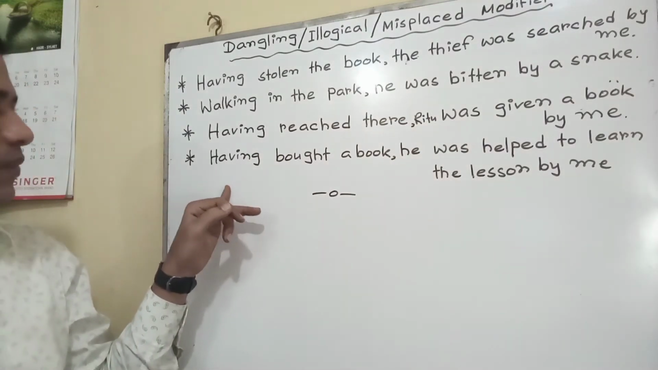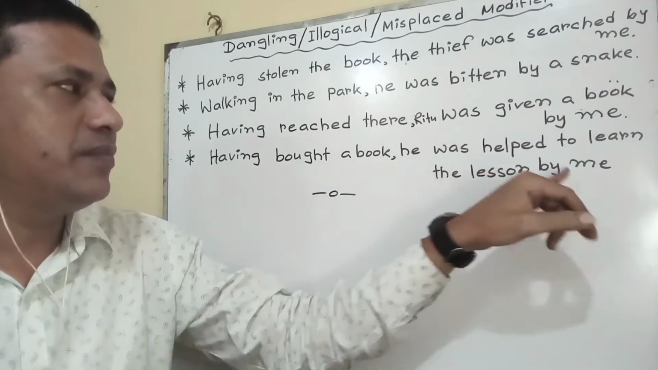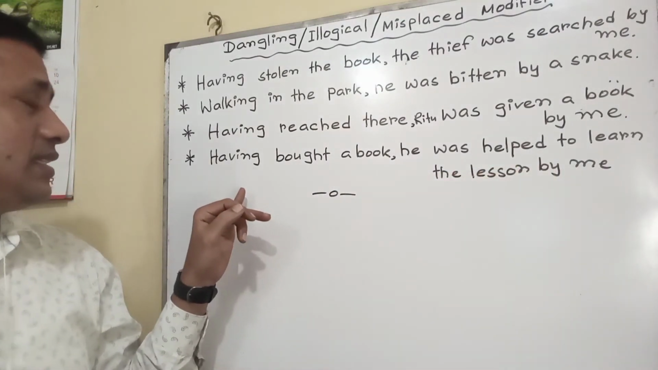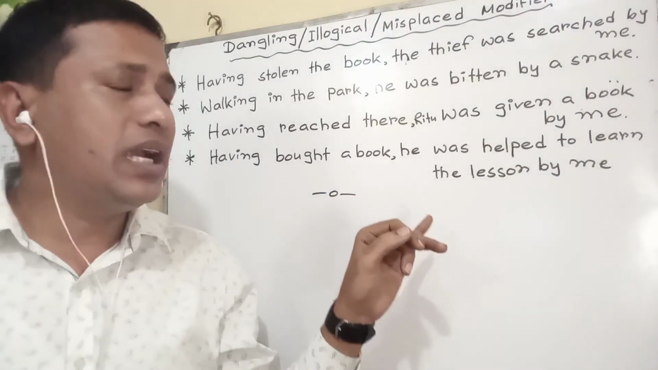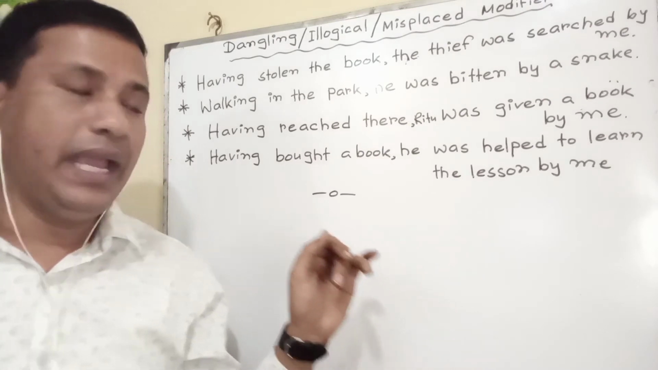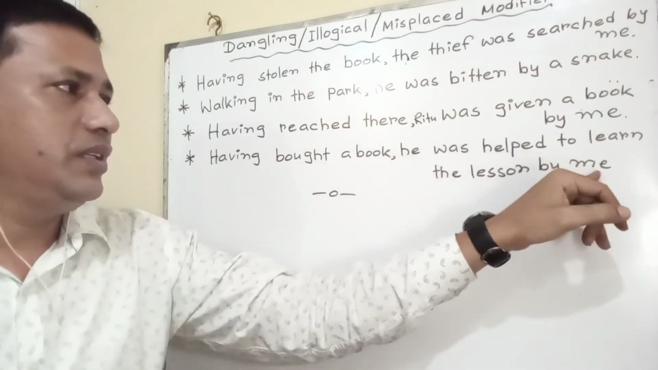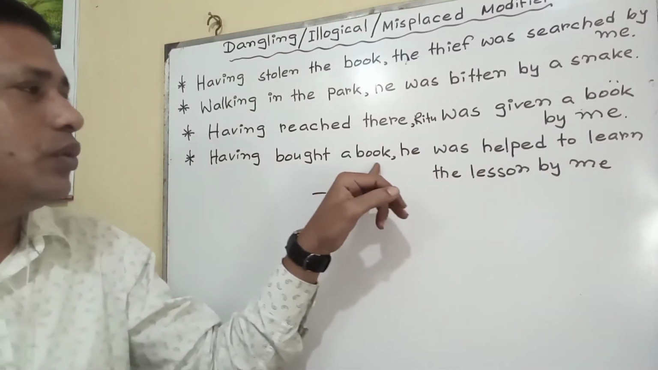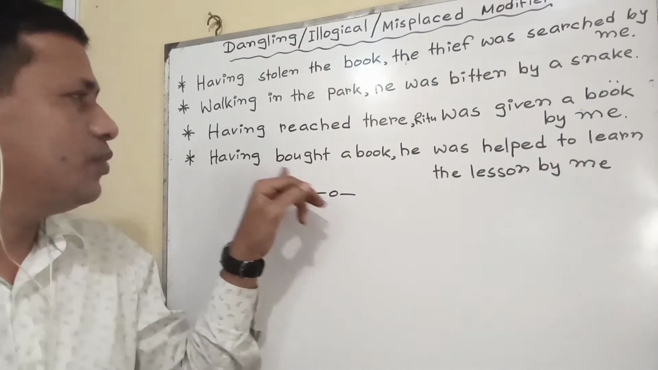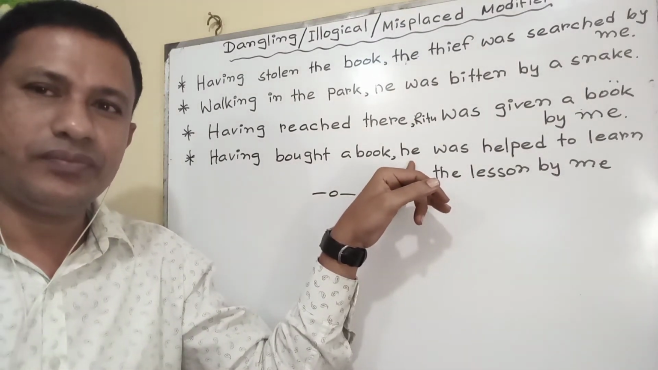The last one, having bought a book, he was helped to learn the lesson by me. The sentence in general sense should be having bought a book, I helped him to learn the lesson. At that time this modifier is modifying I, the subject. But here now you can see that having bought a book, he was helped. That means this modifier is modifying this one or this person.